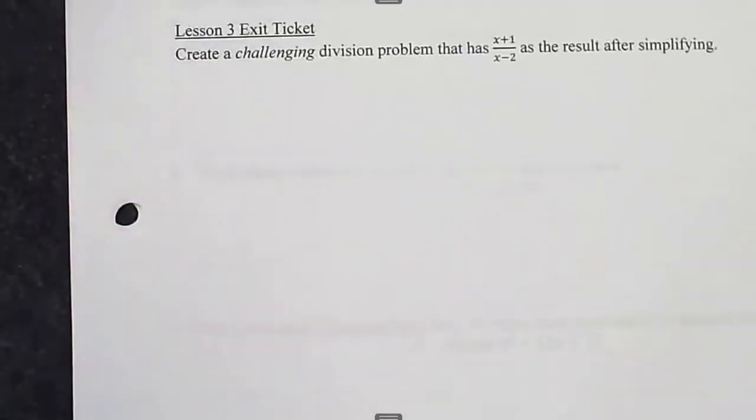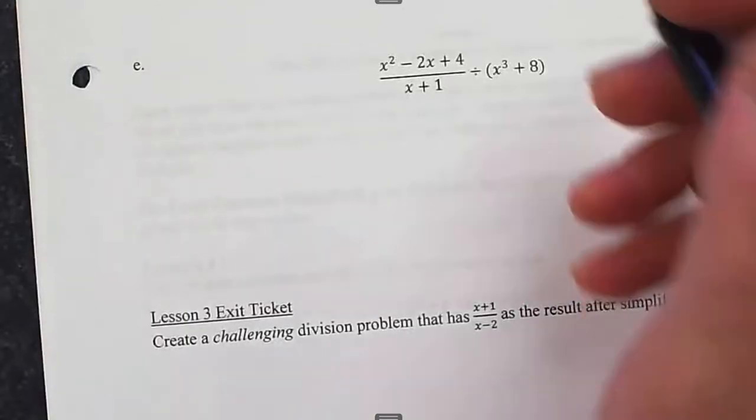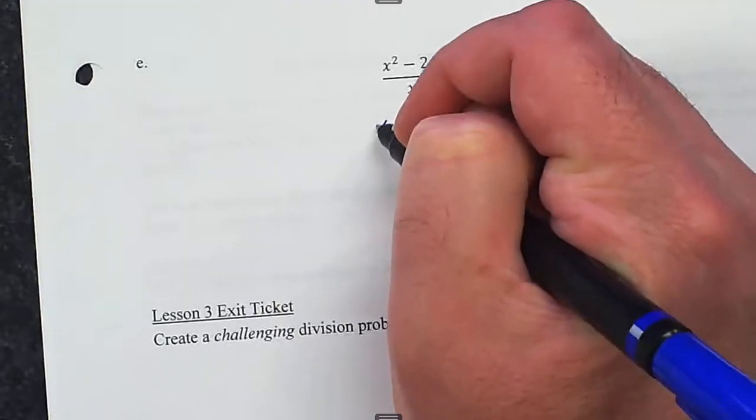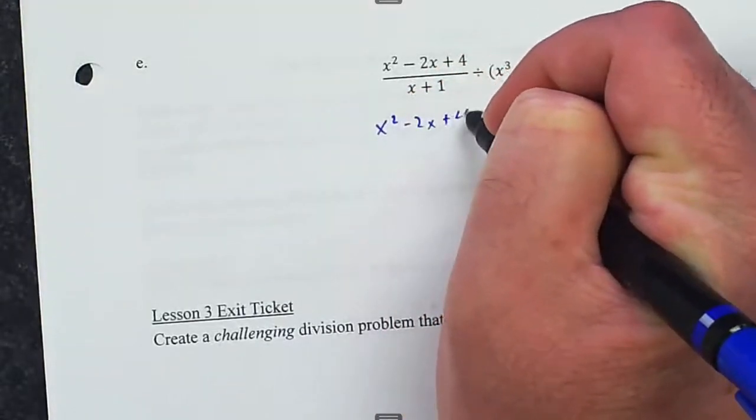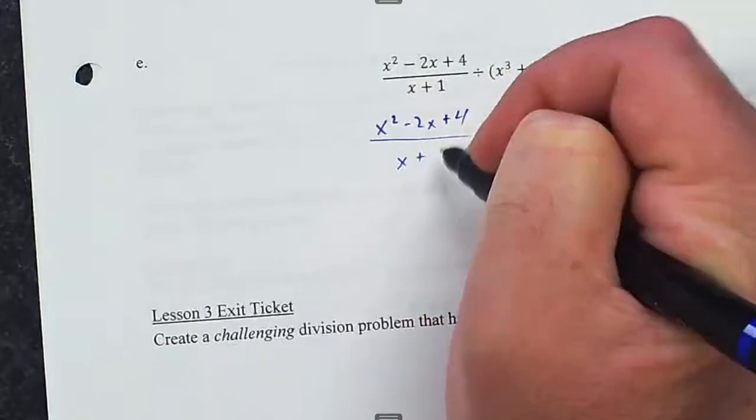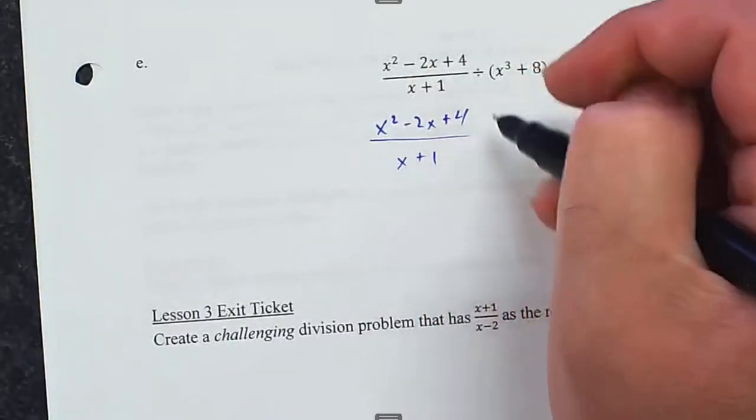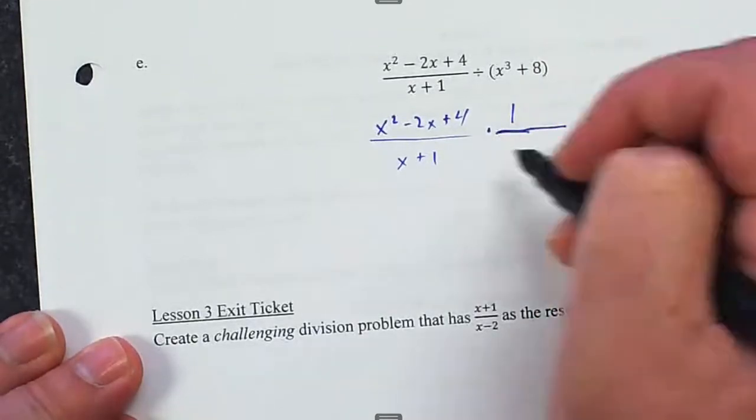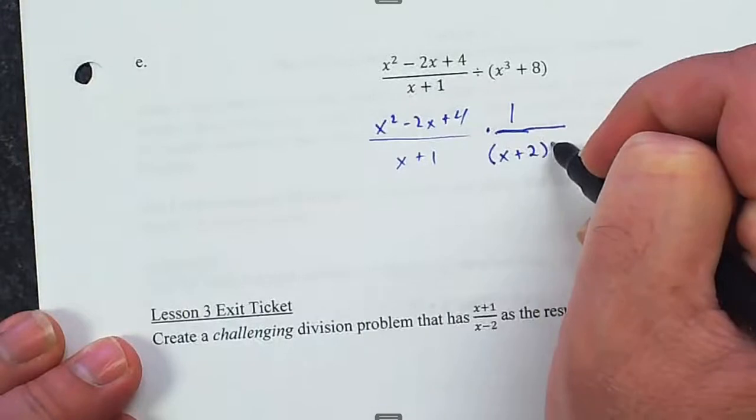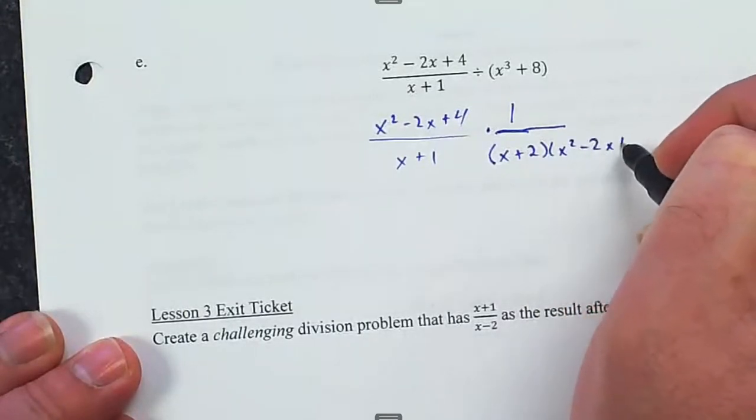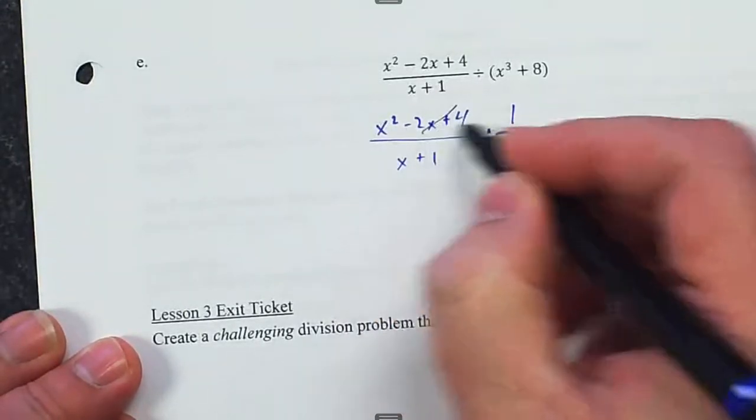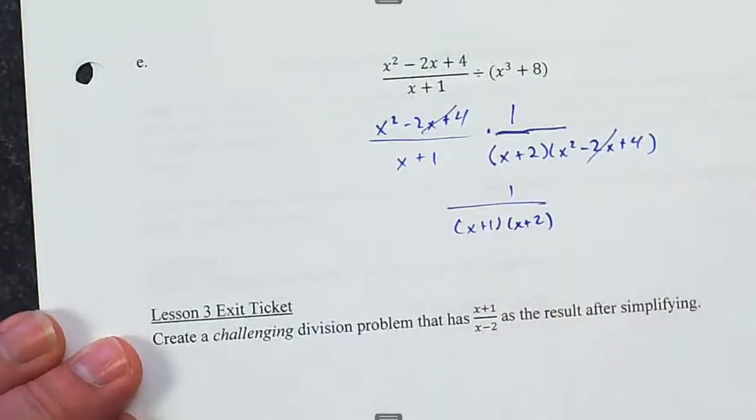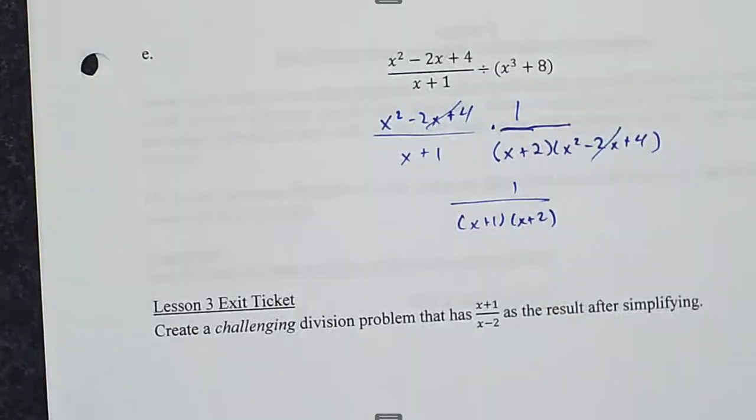Okay. On this one here, this numerator doesn't factor. It's the thing that multiplies to 4 and adds to 2. So maybe it'll cancel out with this here. We'll find out. Keep, change that to 1 over x cubed plus 8. And x cubed plus 8 is x plus 2 times x squared minus 2x plus 4. And that's it.